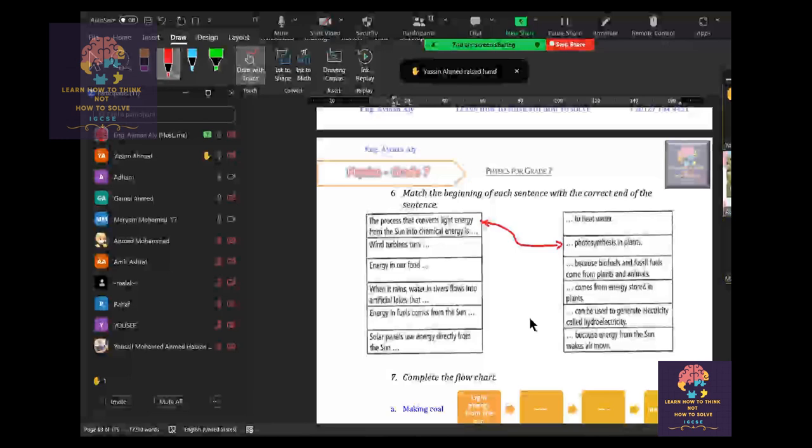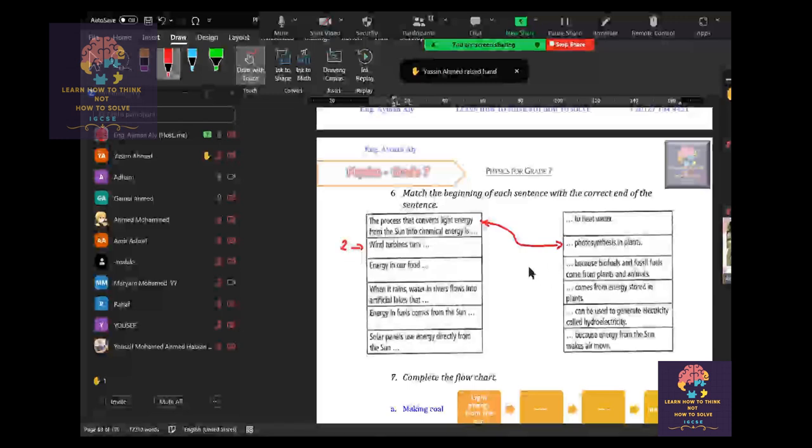Wind turbines can be used to generate electricity, called hydroelectric. Wait, Yassin, please. Go ahead, Adham. Turbines can be used to generate electricity called hydro. Number two: because wind turbines turn what? Because energy from the sun makes the air move.